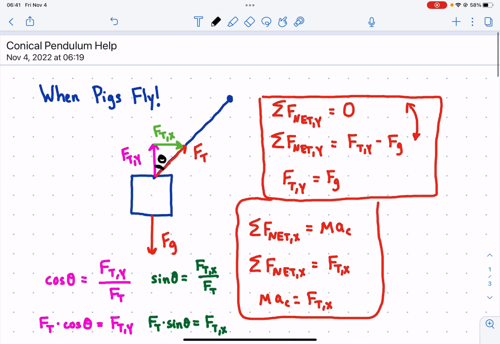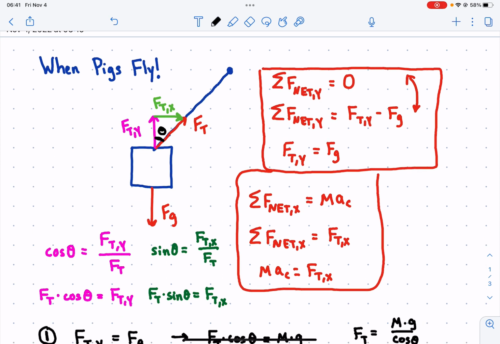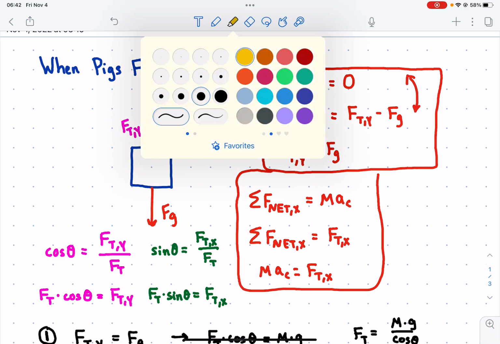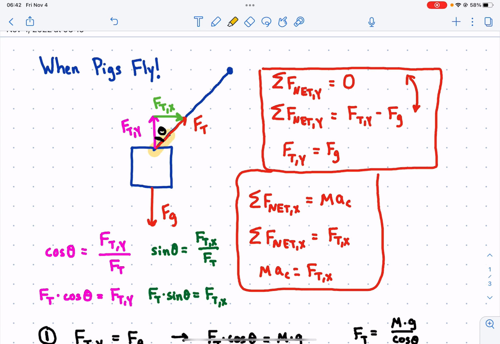Okay, so let's go back to the top. To measure theta, what you could do is measure out the length of your string, right? And then you could also measure out the height right here. And you could solve for the different lengths, and that would give you the theta angle right here, right? So I'll kind of just leave that up to you.